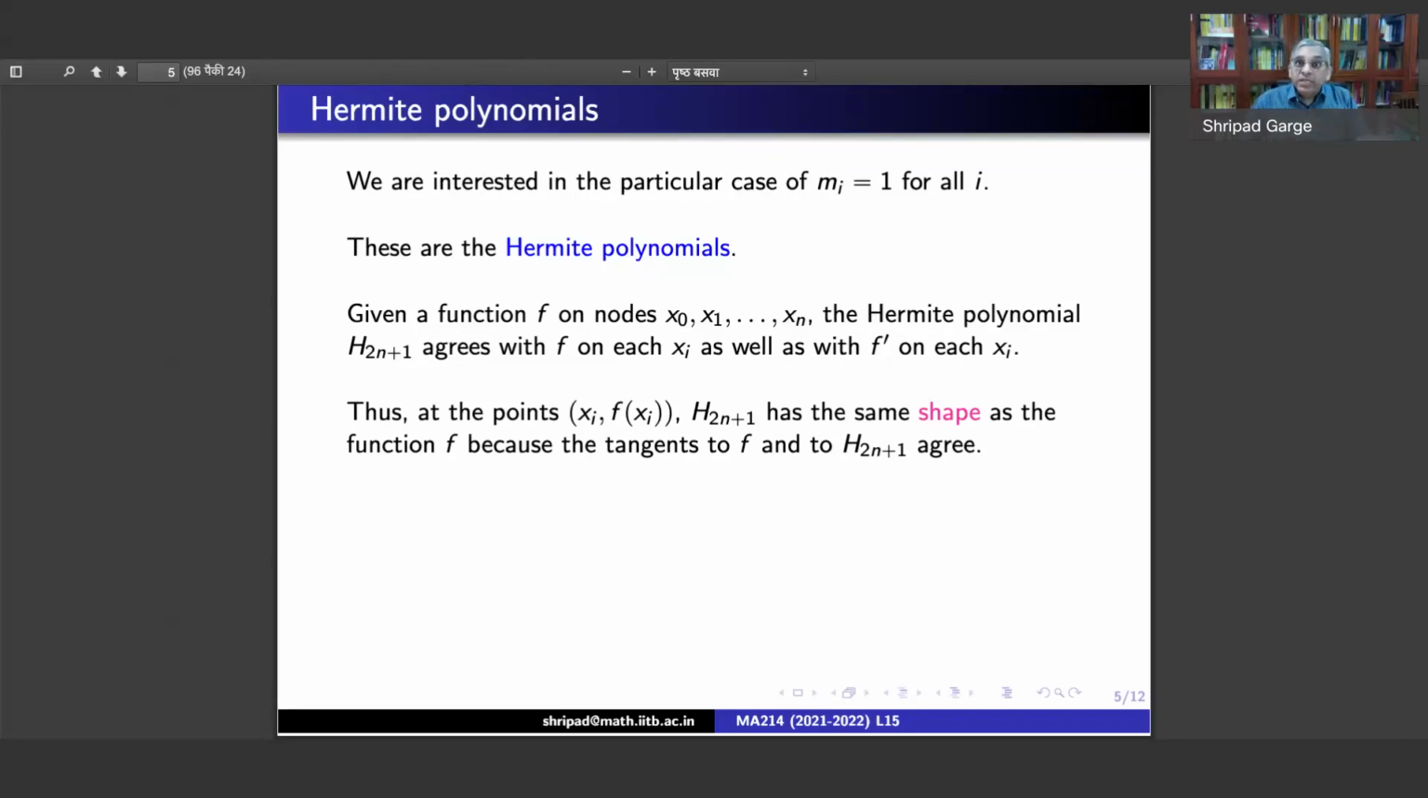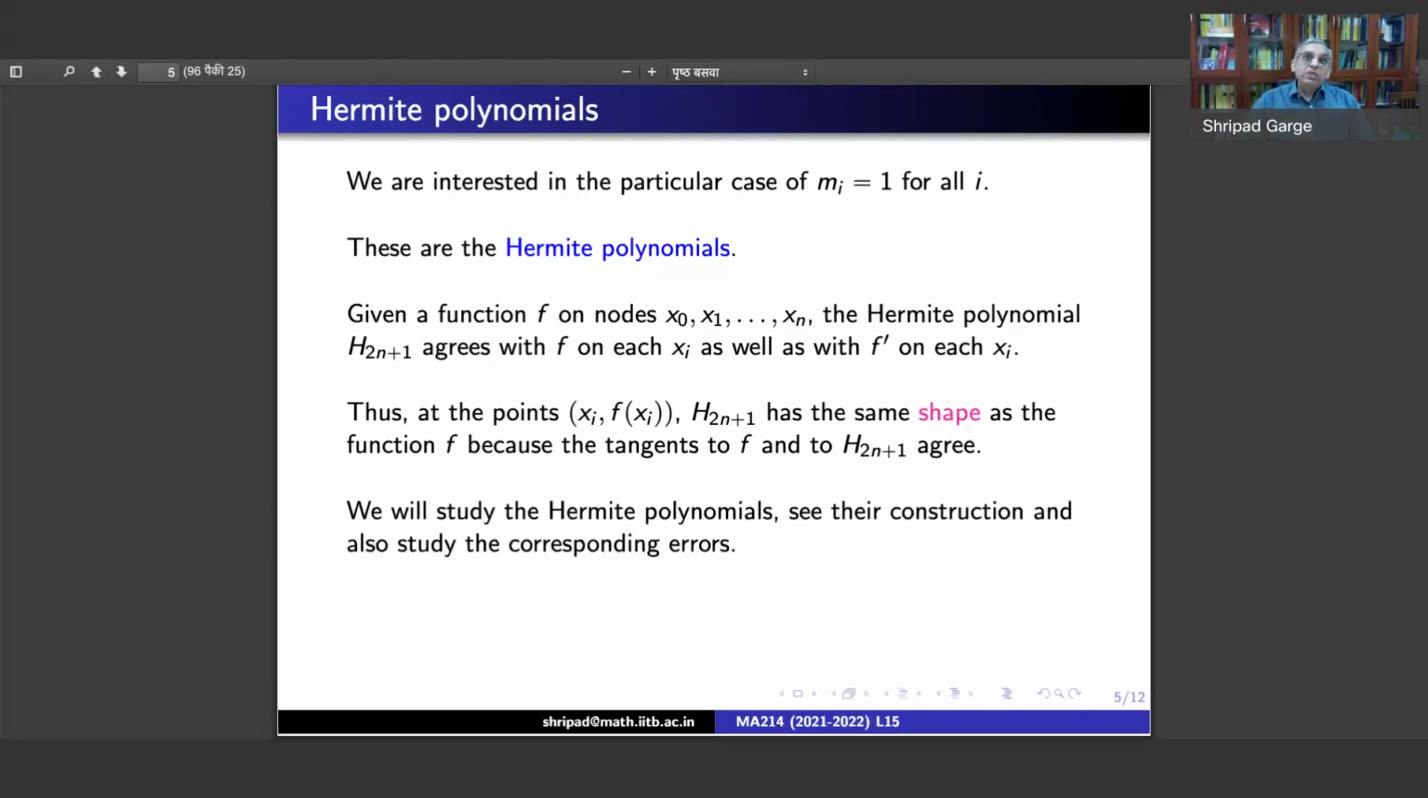The derivative values are the same, so the tangents are also the same. So the shape of the function is also equal to the shape of the corresponding polynomial near these points xi. Okay, so that is one very important observation, and we are now going to study the Hermite polynomials, their properties, their construction, and of course the corresponding errors. That's what we are going to do.